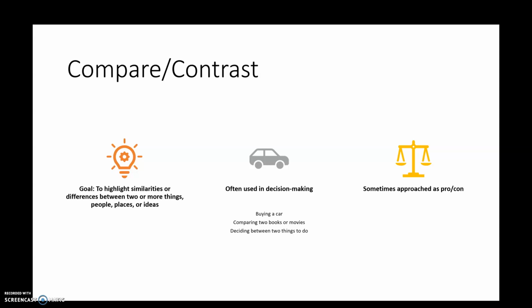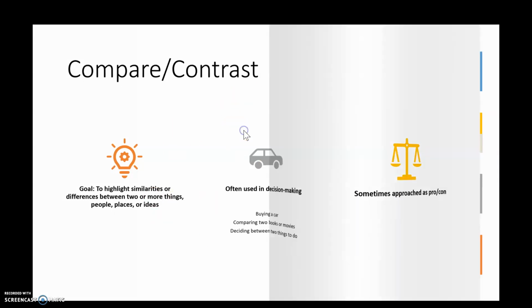It is sometimes approached as a pro and con. So here are the pros of this decision, here are the cons of this decision, or here are the advantages or disadvantages, or the good and the bad. So those are common ways to approach the compare contrast paragraph.